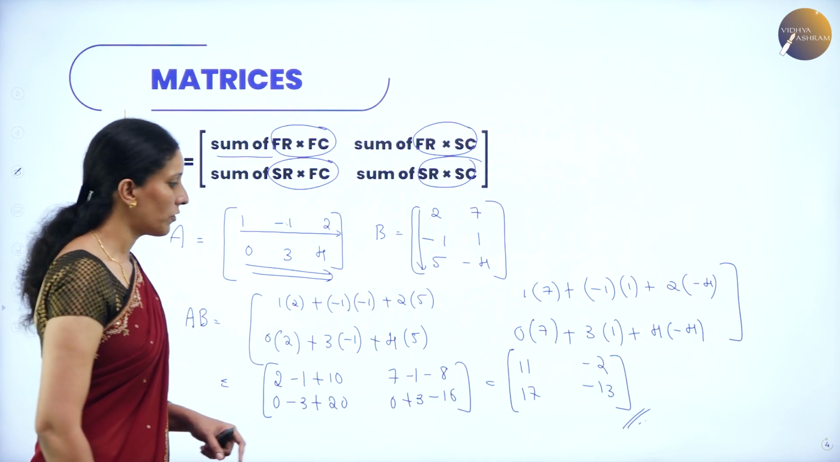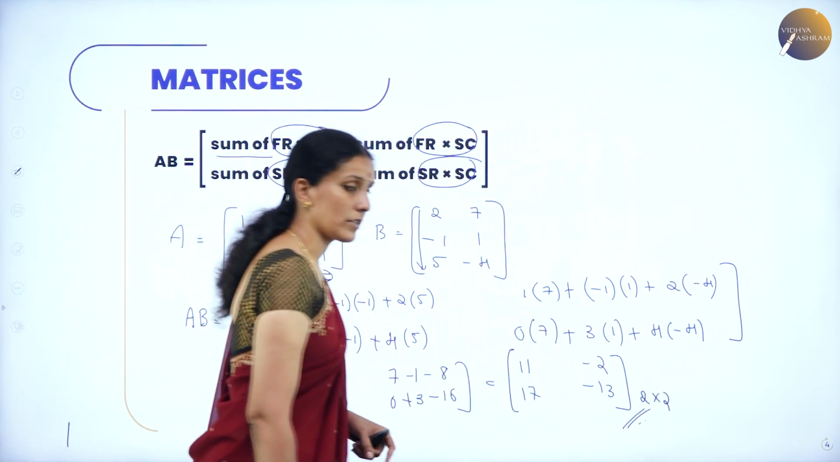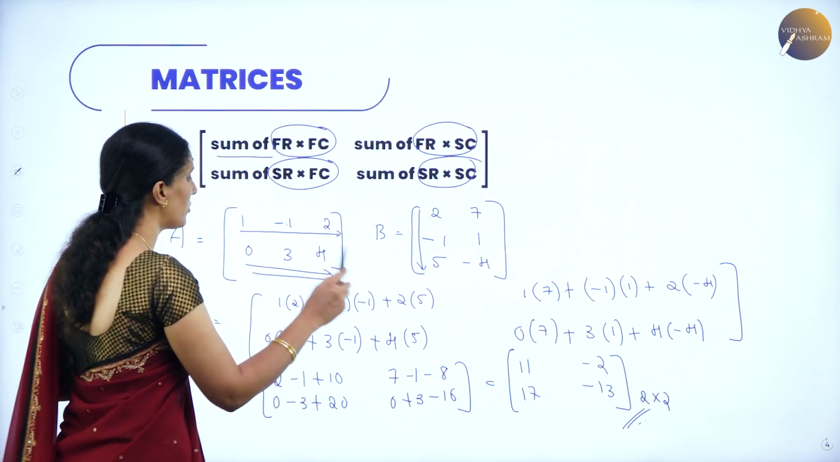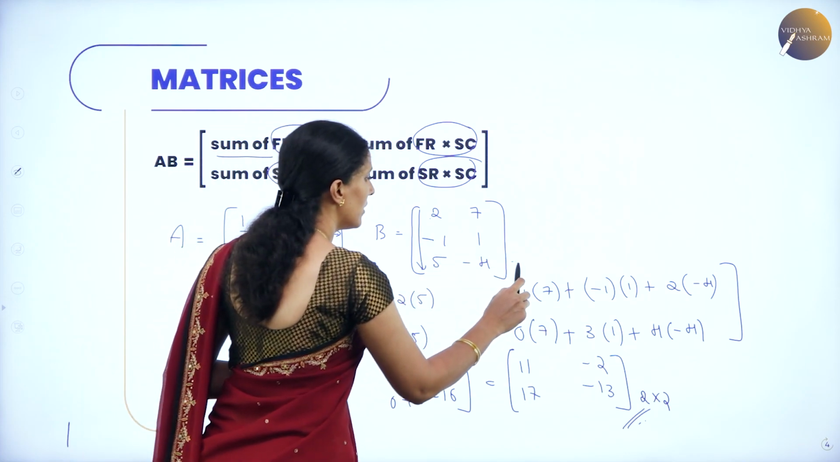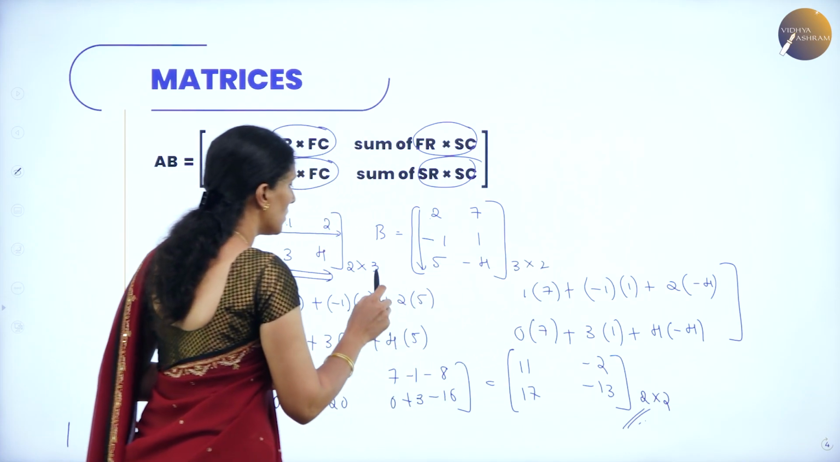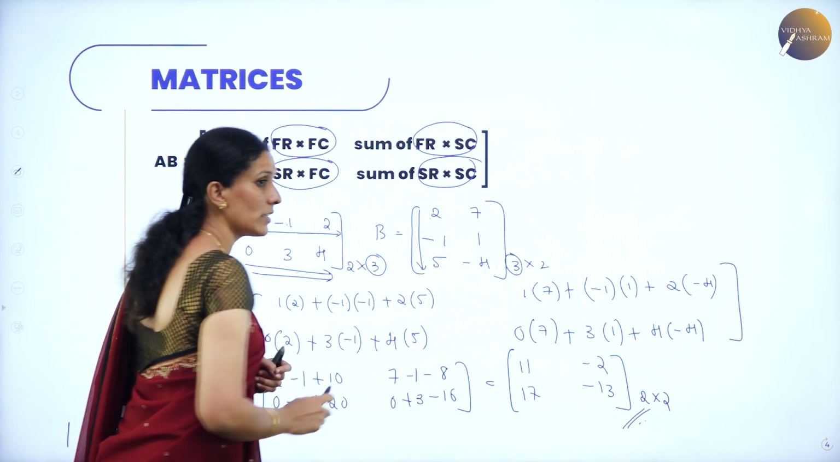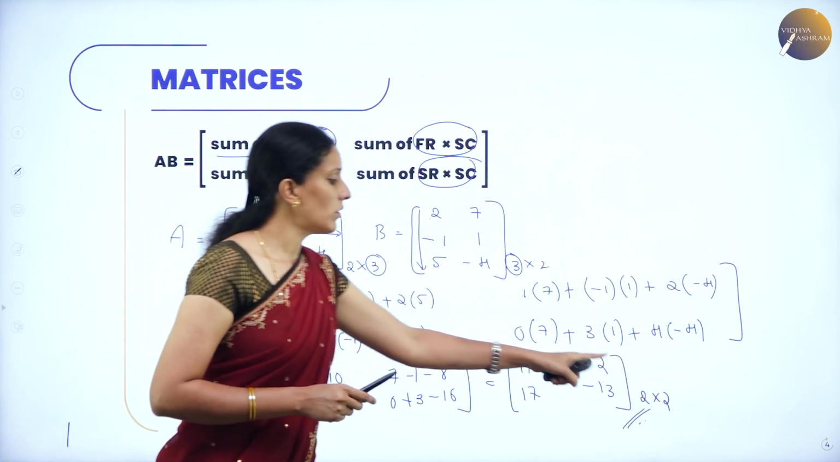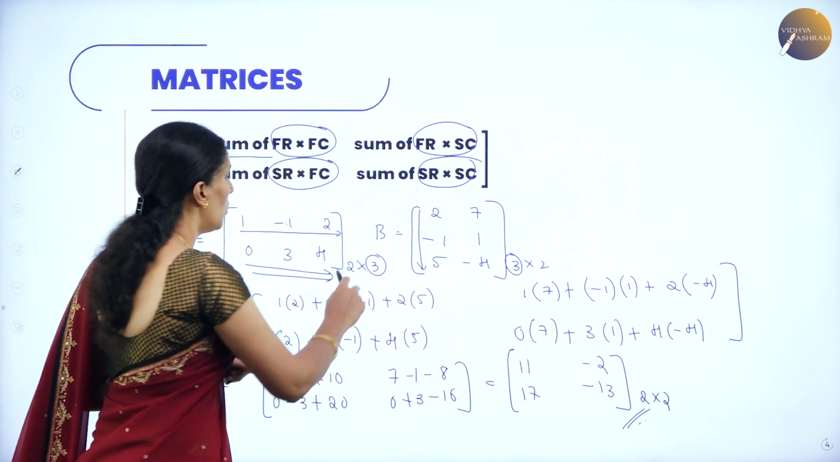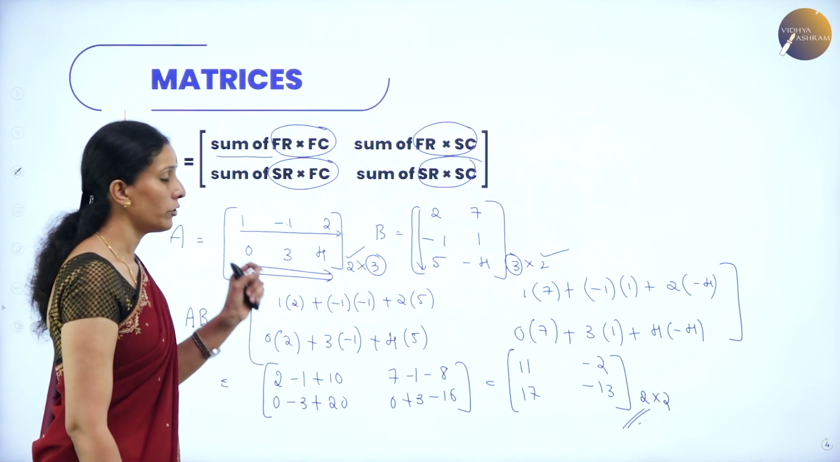And what is the order of the matrix? Here you have 2 rows and 2 columns. So this is the order of the new matrix. What was the order of matrix A? It is 2 rows into 3 columns, and this is 3 rows into 2 columns. So whenever the column number and row number are the same, then only we can define the product, and the order of the new matrix will be equal to 2 cross 2. So this is what you should know.